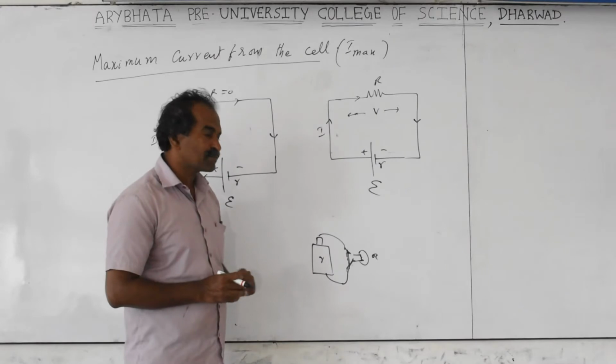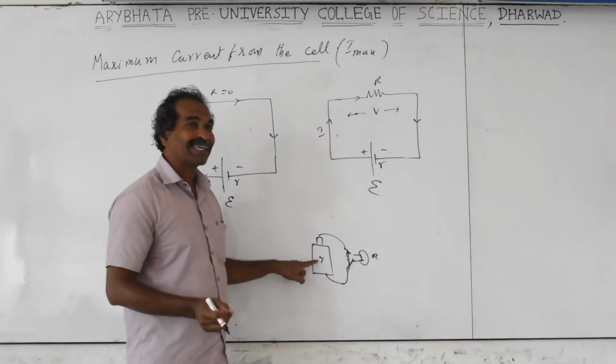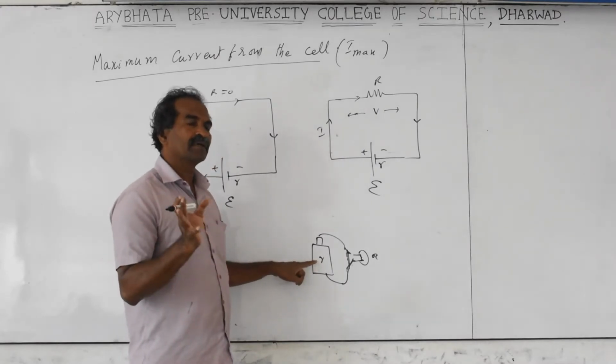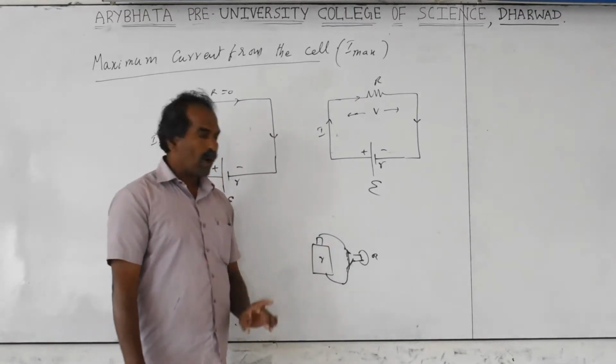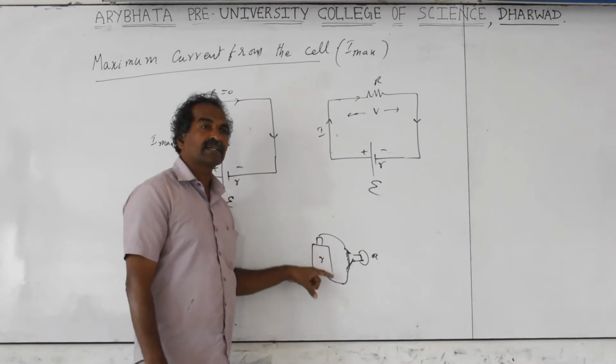Now the only resistance present is small r. We cannot make small r zero practically. Theoretically, an ideal cell will have zero internal resistance, but actually it will be there. Now the current will be maximum. This current is called the maximum current.